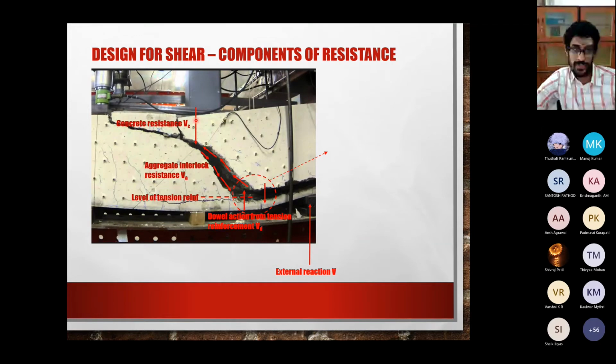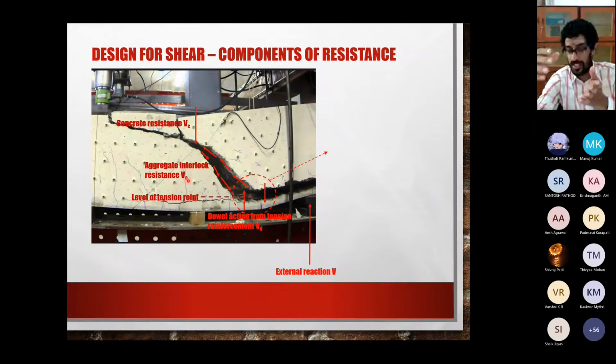So one of the ways by which it will resist the shear is the concrete itself has some shear strength. Okay. And the shear strength of the concrete has to be exceeded if a shear crack has to occur. So that is the first component, the resistance which is offered by the concrete itself. Okay. The second part of resisting shear is something known as aggregate interlock.